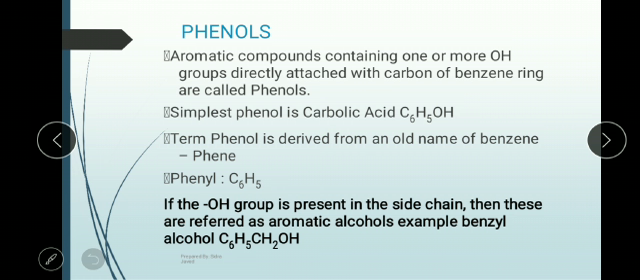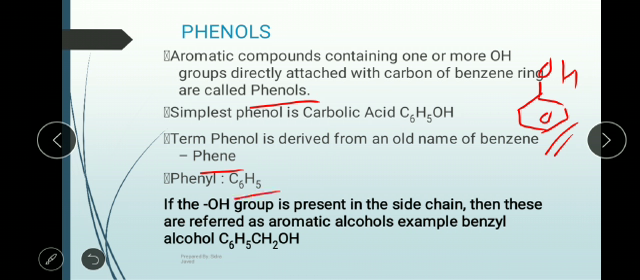Phenols are aromatic compounds containing one or more hydroxyl groups directly attached to carbon of the benzene ring. Means if you attach any OH group or hydroxyl group with benzene, then it is called phenol. The term phenol is derived from an old name of benzene, that is phen. What is the meaning of phen? C6H5, phenyl.